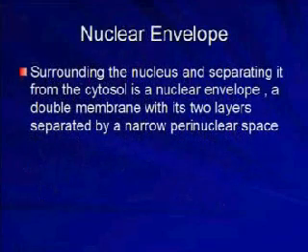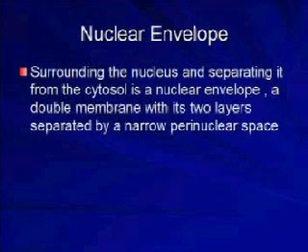Now, the nucleus is surrounded by a nuclear envelope. So surrounding the nucleus and separating it from the cytosol is a nuclear envelope, a double membrane that has two layers separated by a narrow perinuclear space. Remember, the environment inside the nucleus is exclusively different from the environment that's outside the nucleus. That environment outside the nucleus is the cytosol or the cytoplasm.